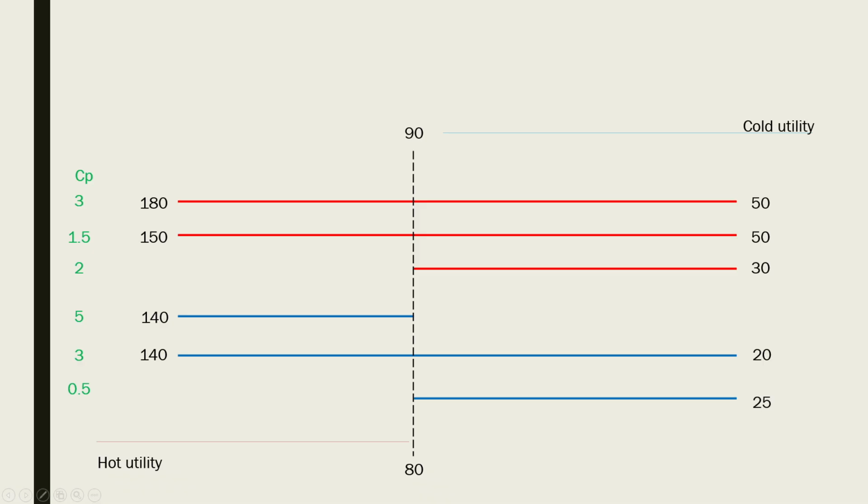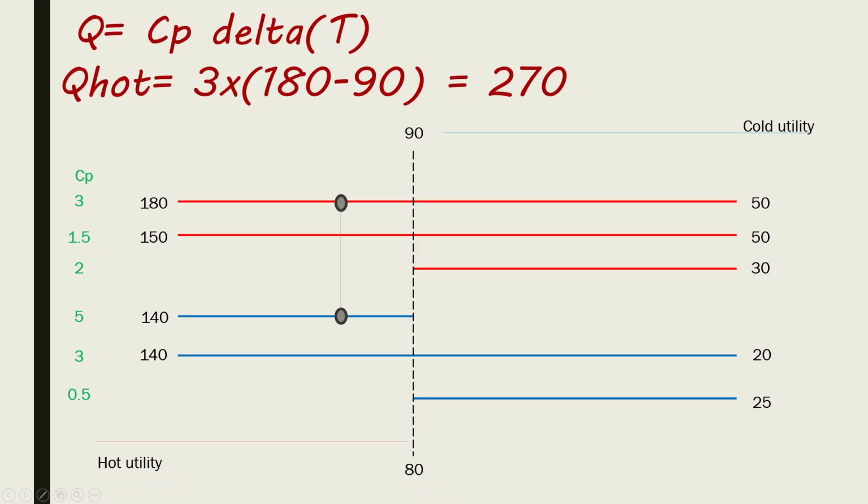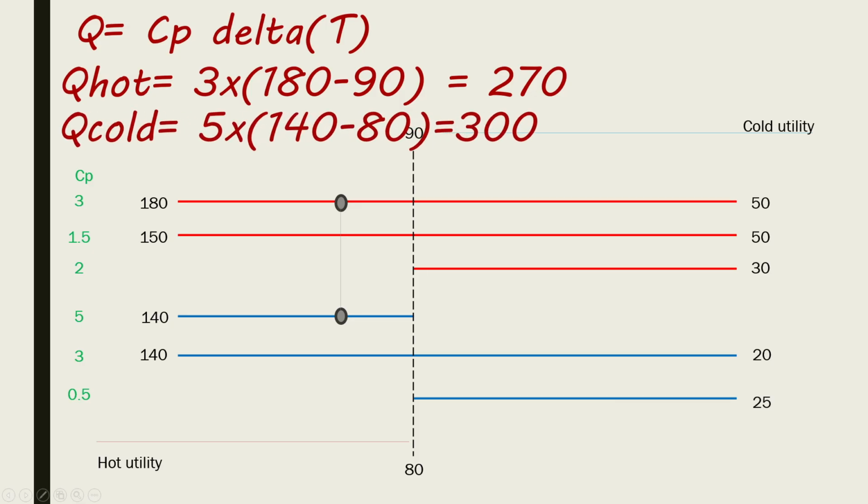We are going to choose any two streams. However, it's better to pick a cold stream that has a higher CP than the hot stream. Now we are going to pick the first hot stream with the first cold stream. And we're going to calculate the heat load in the hot stream and the heat load in the cold stream. The golden rule is Cp delta T. So Q hot is going to be 3 multiplied by 180 minus 90 gives us 270, and the Q cold is going to be 5 multiplied by 140 minus 80, which gives us 300.